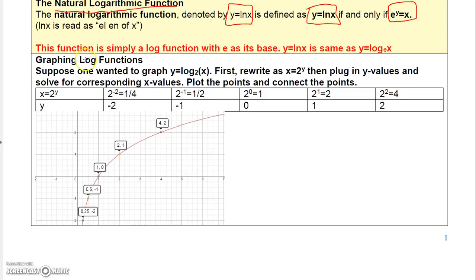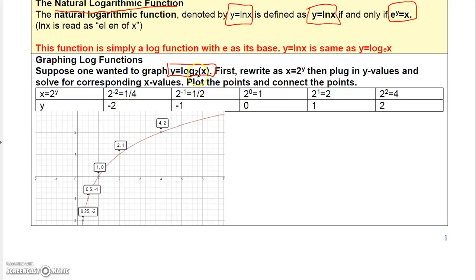Now, if you wanted to graph a log function, you can probably graph it better if you write it in exponential form. So let's say you wanted to graph y equals the log of x base 2.